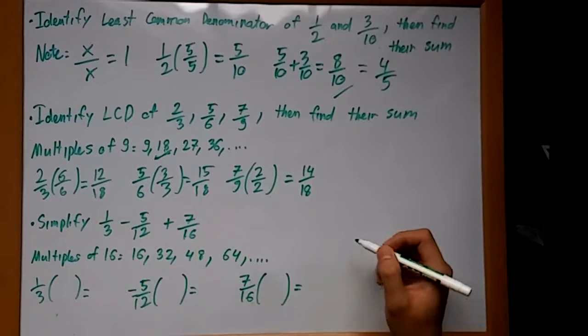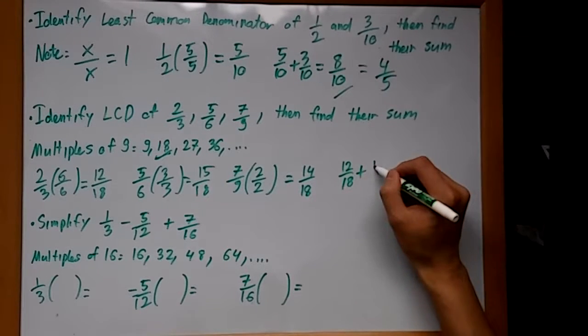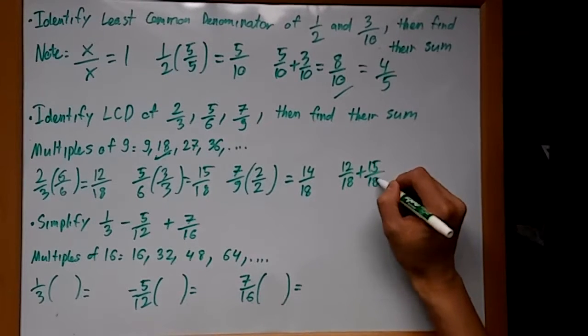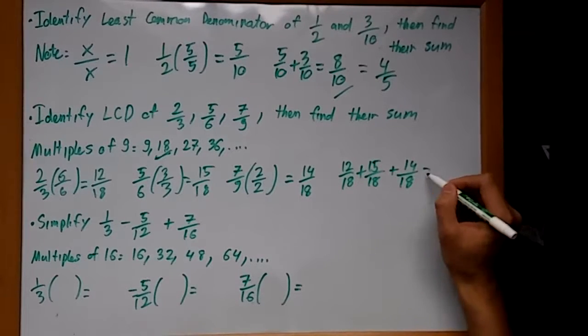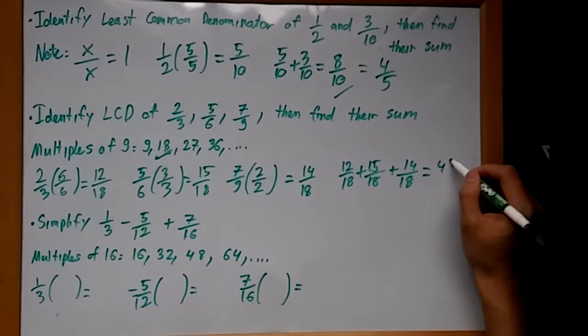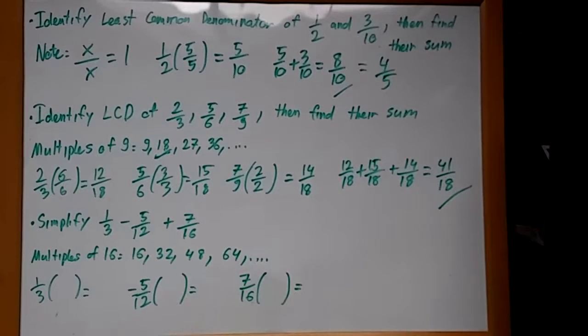So now we can add all three fractions together, 12 over 18 plus 15 over 18 plus 14 over 18. And our final answer is 41 over 18. That's the sum. Next problem.